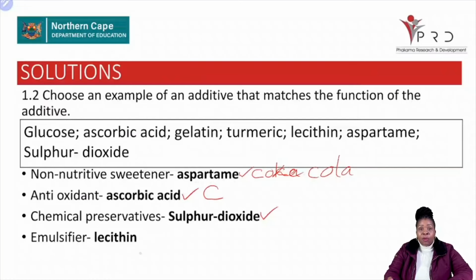And then the one that we always talk about is an emulsifier, which is lecithin. Lecithin is the most commonly used emulsifier, and we have always said that we find lecithin in egg yolks, sunflower seeds, and soya beans.